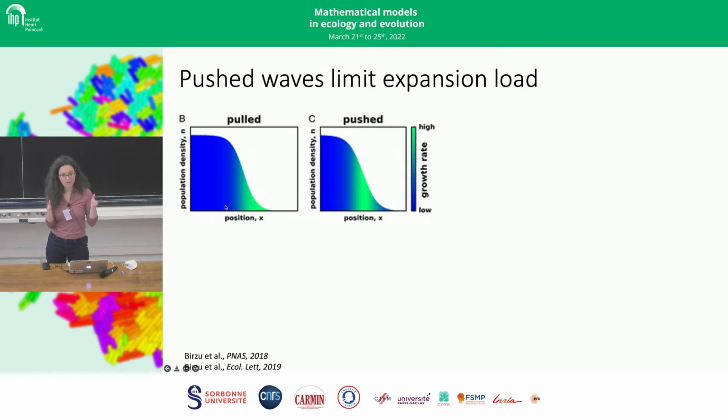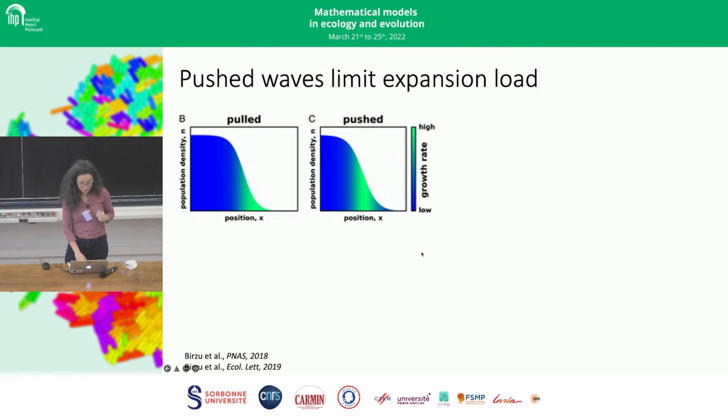So when the maximum growth rate is at the very, very front of the expansion, which is also what we saw in the bacterial colonies that I've shown at the very beginning. In that case, it's the individuals, the closer you are at the front, the faster you will grow because you have less competition for resources and space.